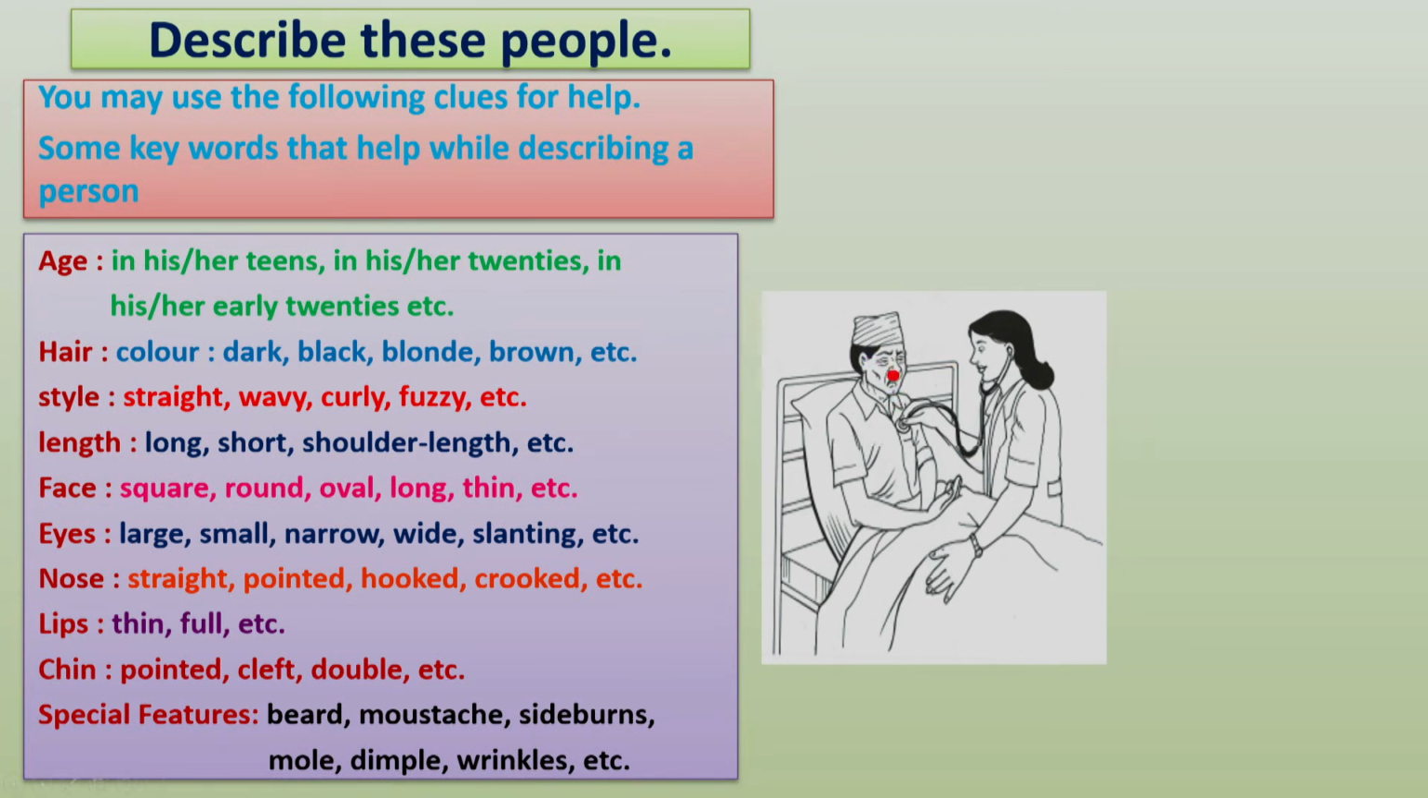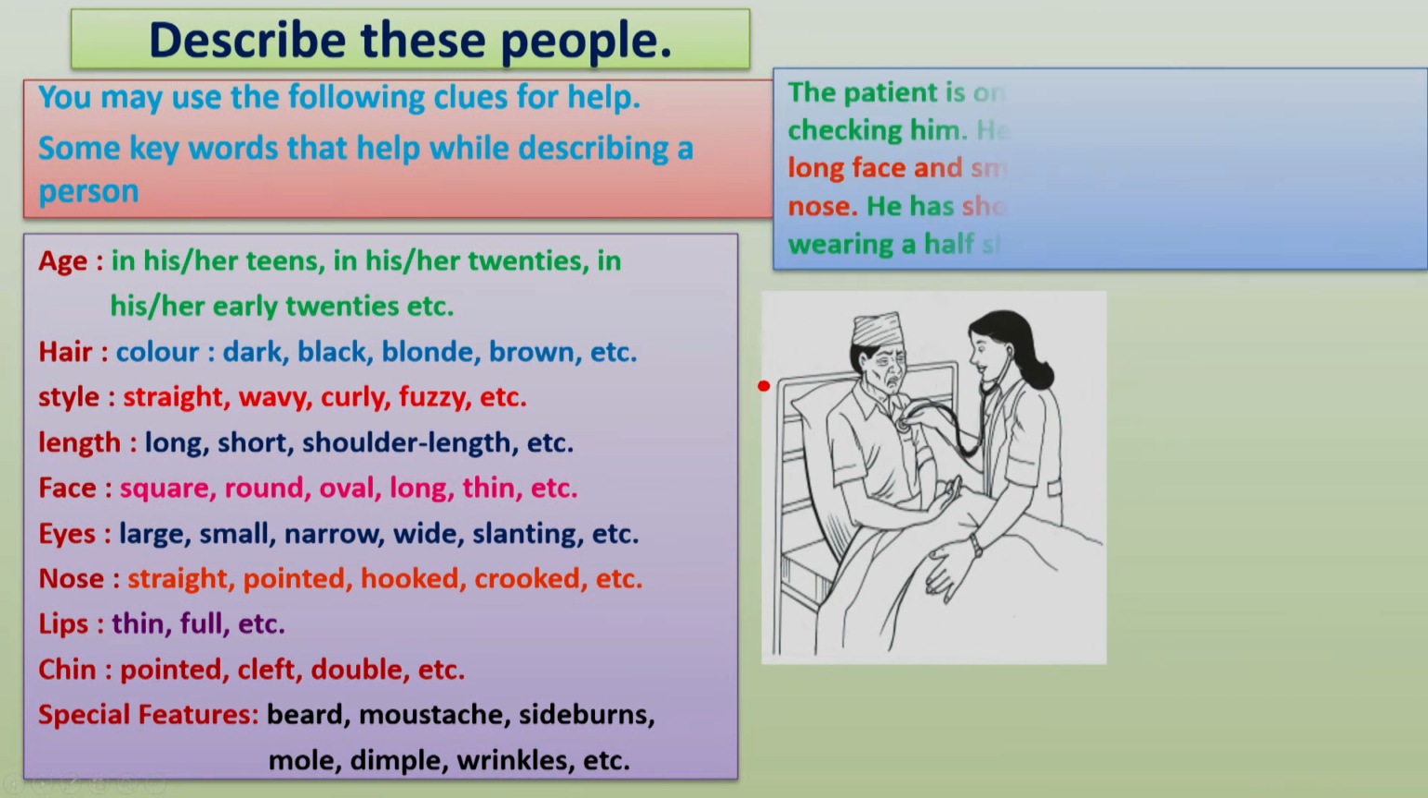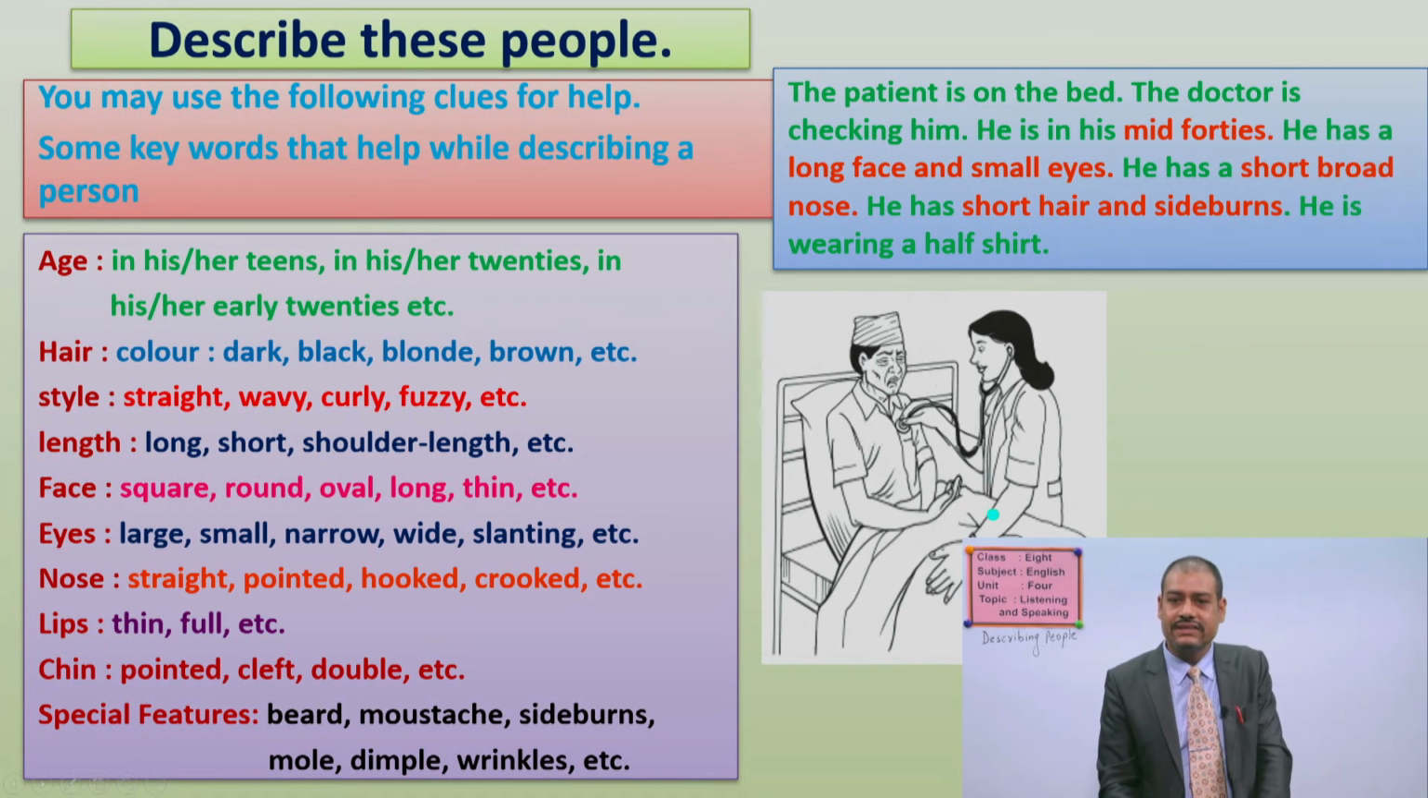So you can describe this man, or you can describe this doctor, or you can say nurse, no problem. So have you thought? Now you check whether you describe like this one or not. This is just an example of a description of this patient, okay? Now read with me, please.